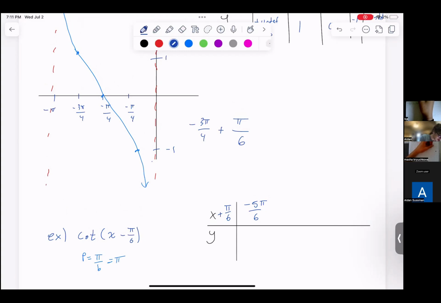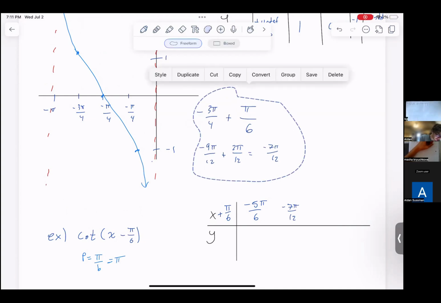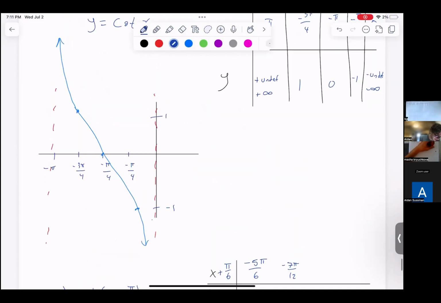Well, they both share 12. We could do that. So that would be multiplying this guy by 3 and multiplying this guy by 2. And this gives me negative 7 pi over 12. So that's my next point. And we gotta start getting used to doing some fraction algebra.